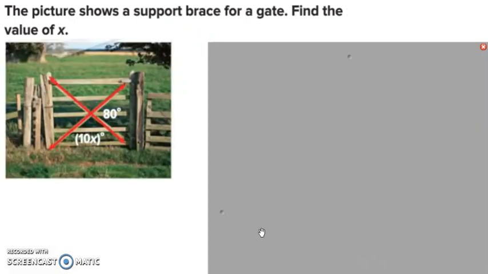The picture shows a support brace for a gate. The support braces are the two diagonal pieces. We want to find the value of x. Well, I can see right here that we have a straight line. We have adjacent angles that make a straight line. Therefore, a straight line is 180 degrees.